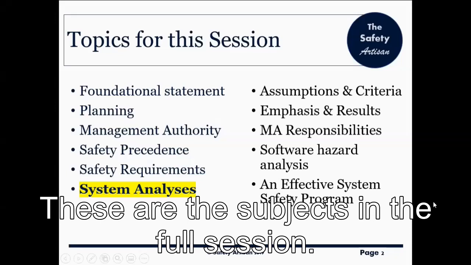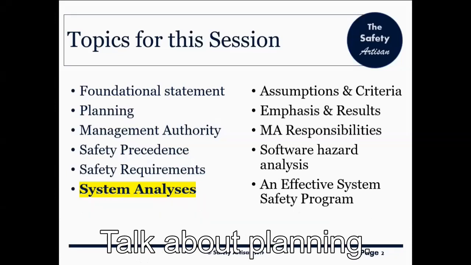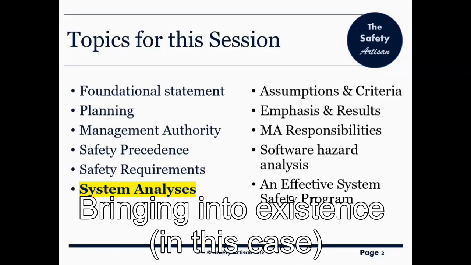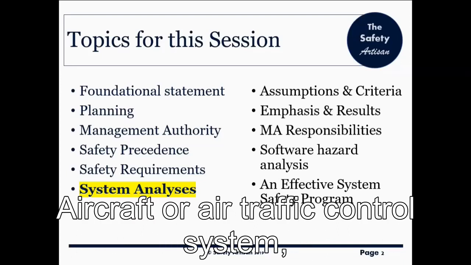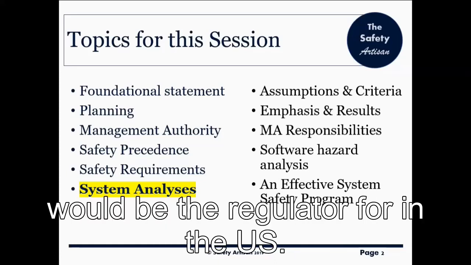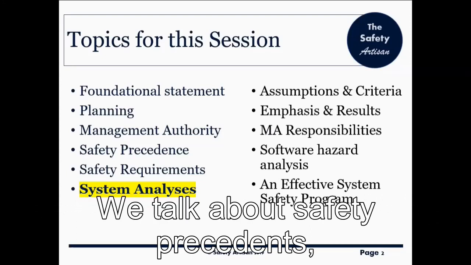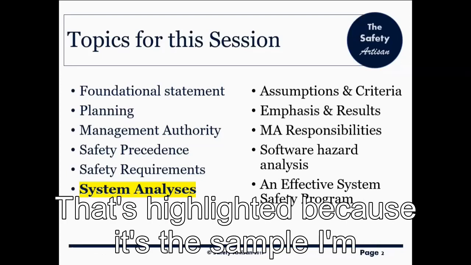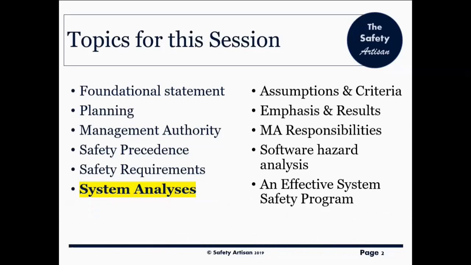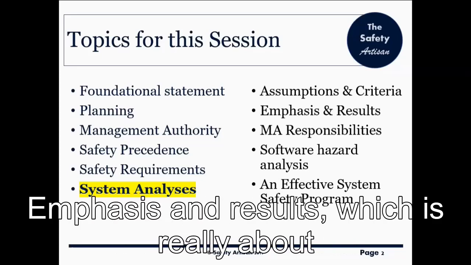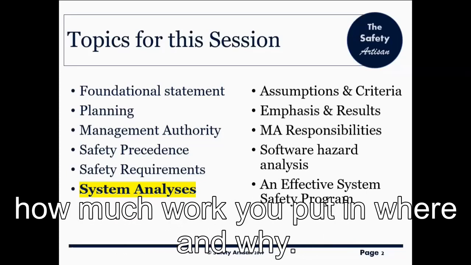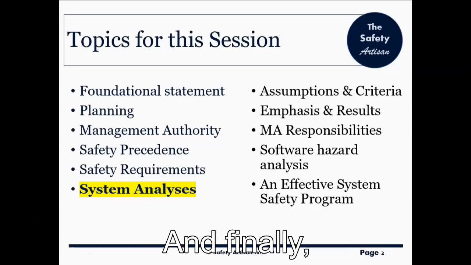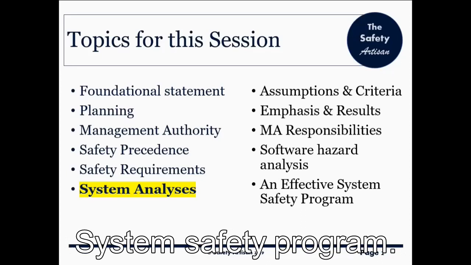So these are the subjects in the full session. Really a fundamental statement, talk about planning, talk about the management authority, which is the body that is responsible for bringing into existence, in this case, some kind of aircraft or air traffic control system, something that the FAA would be the regulator for in the US. We talk about safety precedents, in other words, what's the most effective safety control to use, safety requirements, system analyses, and that's highlighted because that's just the sample that I'm going to talk about tonight, assumptions and safety criteria, emphasis and results, which is really about how much work you put in where and why, management authority responsibilities, a little aside about a specialist area, software hazard analysis, and finally what you need for an effective system safety program.